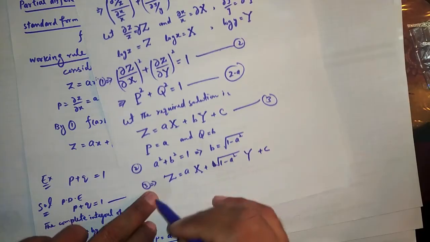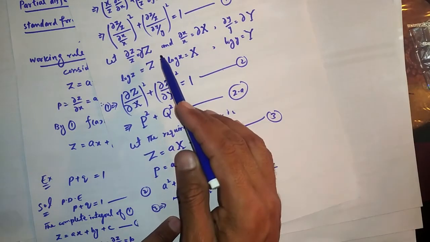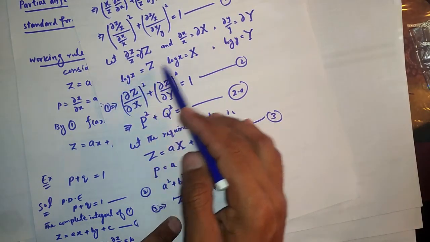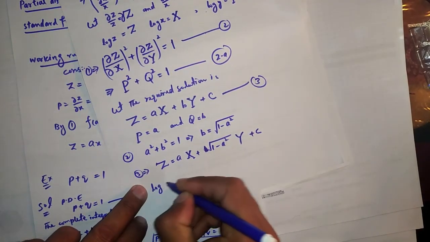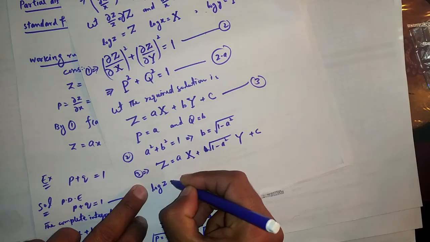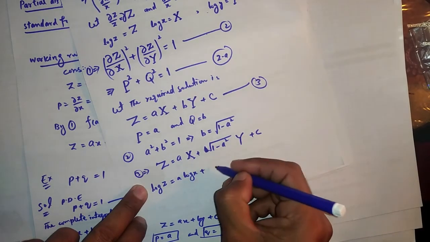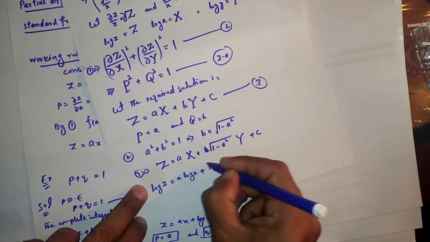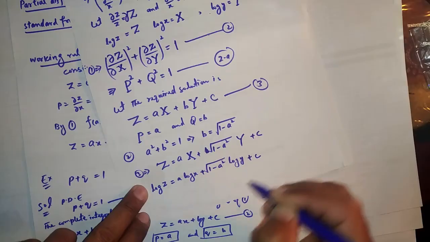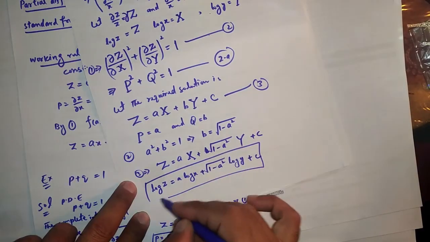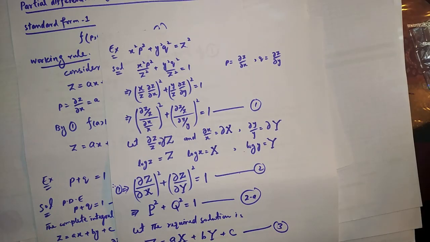But this is not our complete integral, because here capital Z is log of z, X is log of x, and Y is log of y. So this will be log of z equals a log of small x plus square root of 1 minus a square times log of small y plus c. So this is our required result of this non-linear partial differential equation.